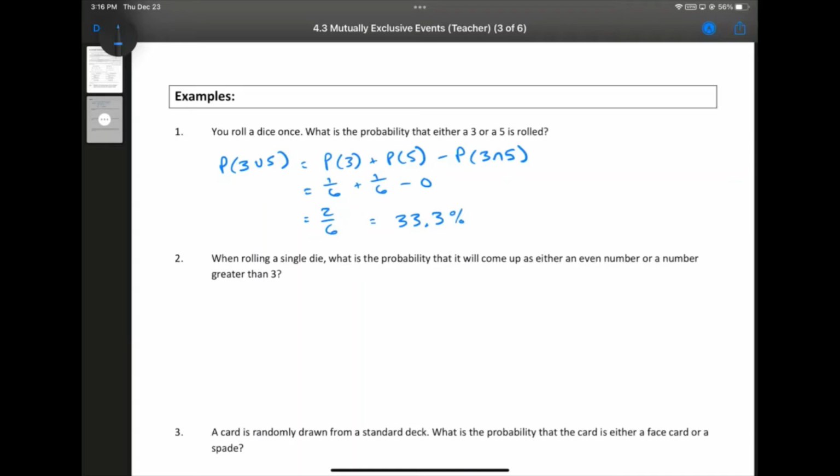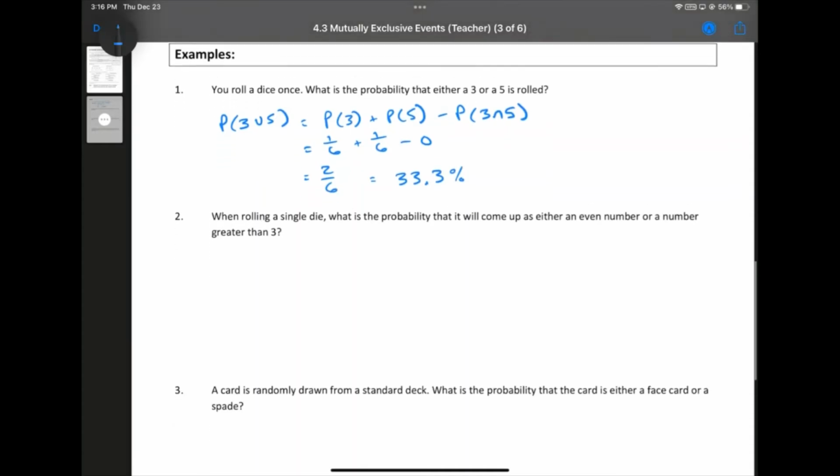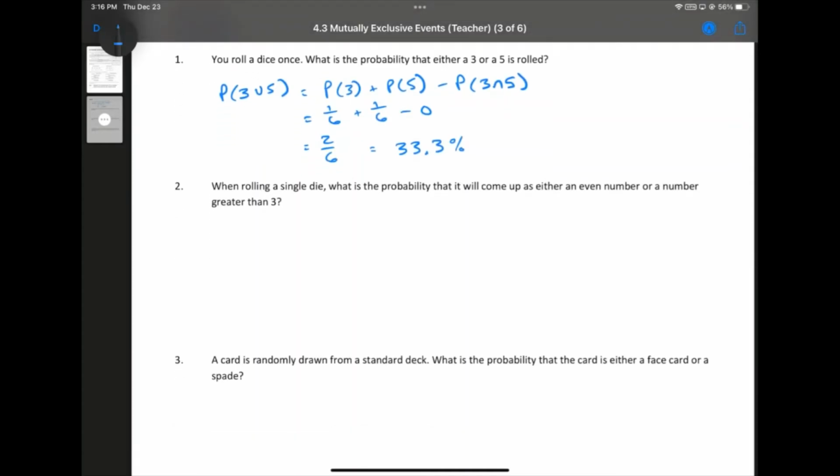So for number 2, let's take a look at this one and see if we see the difference. When rolling a single die, what is the probability that it will come up as either an even number or a number greater than 3? So over to the side here, I'm just going to write down even is going to be 2, 4, or 6. Greater than 3, that would be 4, 5, and 6. 3 is not greater than 3. 3 is equal to 3.